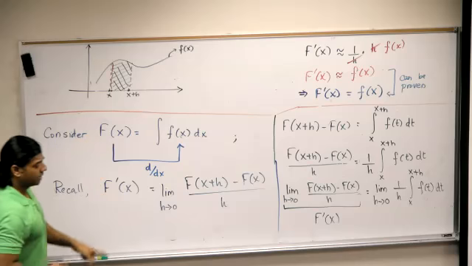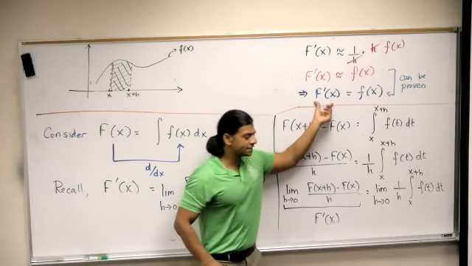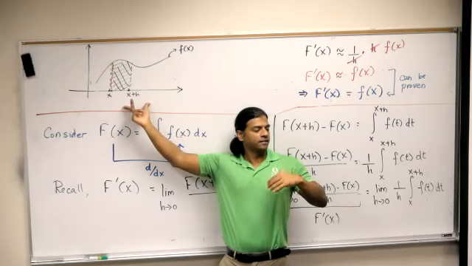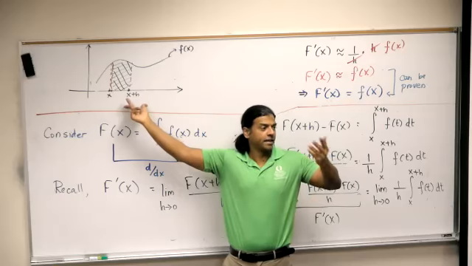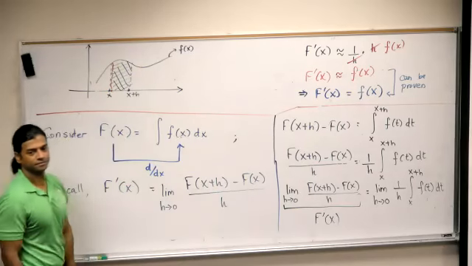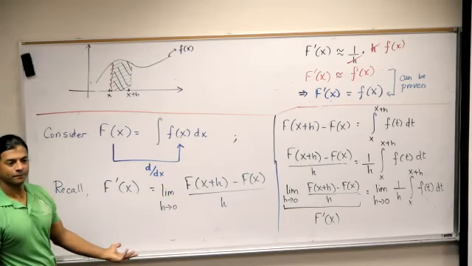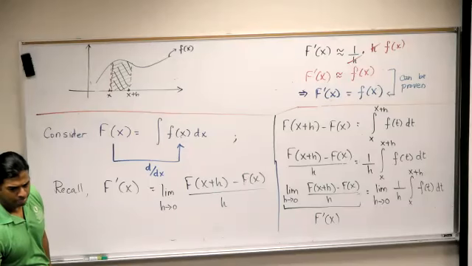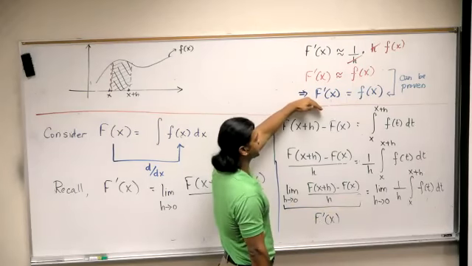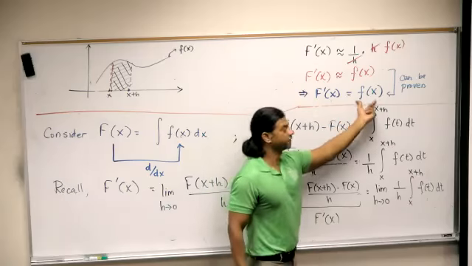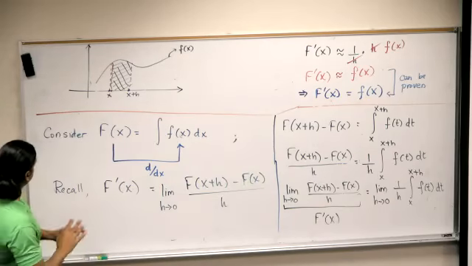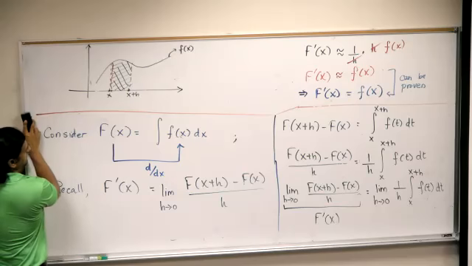So all that means is that the rate at which the accumulation function changes, in other words, the rate at which the area under the curve changes, is purely defined by the function itself. Does that make sense? So FTC1 simply states the rate at which the accumulation function changes is purely defined by the function itself, f of x. Great. Can I erase?